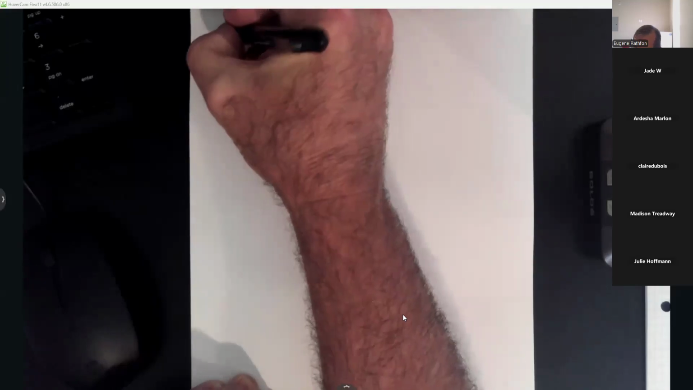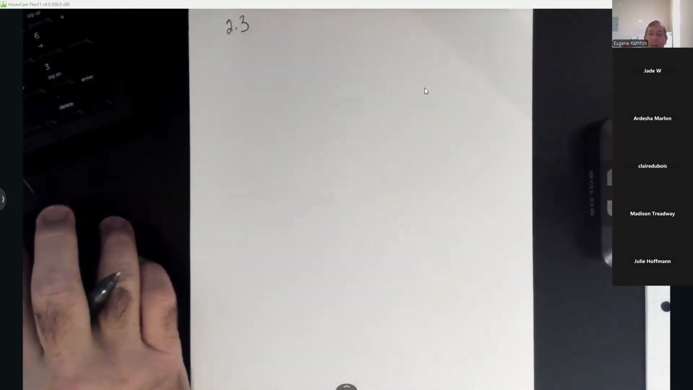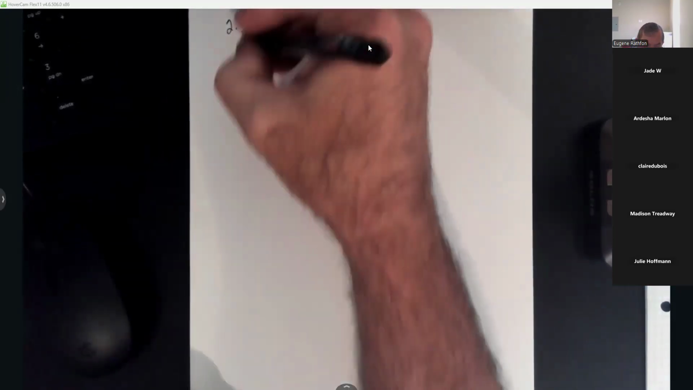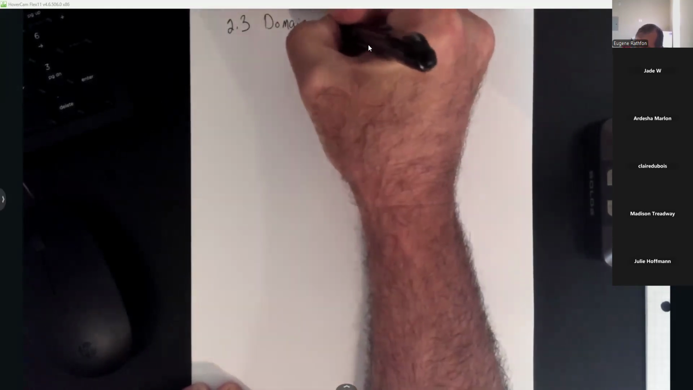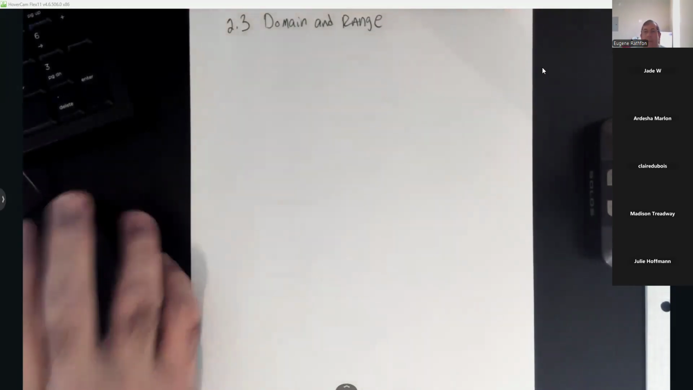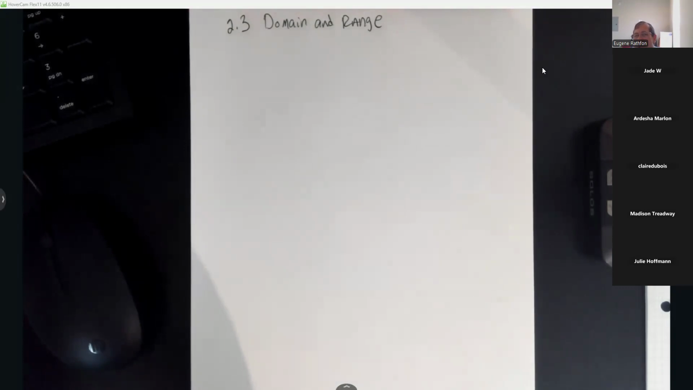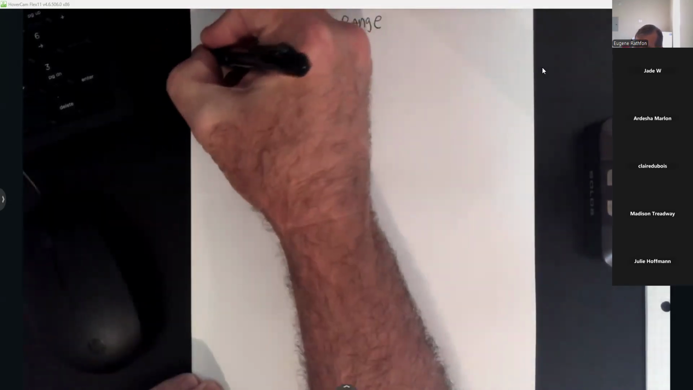Alrighty, y'all. So section 2.3 is going to go over domain and range. Okay, so we played with the domain and range a little bit yesterday, as far as functions go, but today we're officially going to figure out how to find a domain and how to find a range. Okay, so I'm going to give us some definitions again.